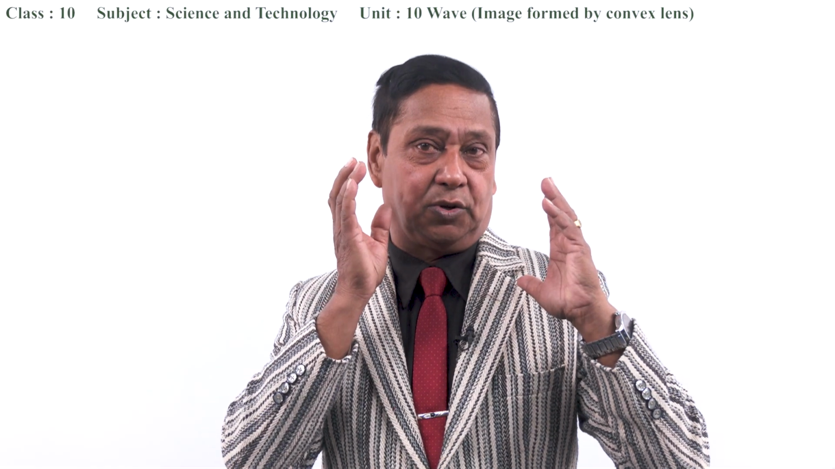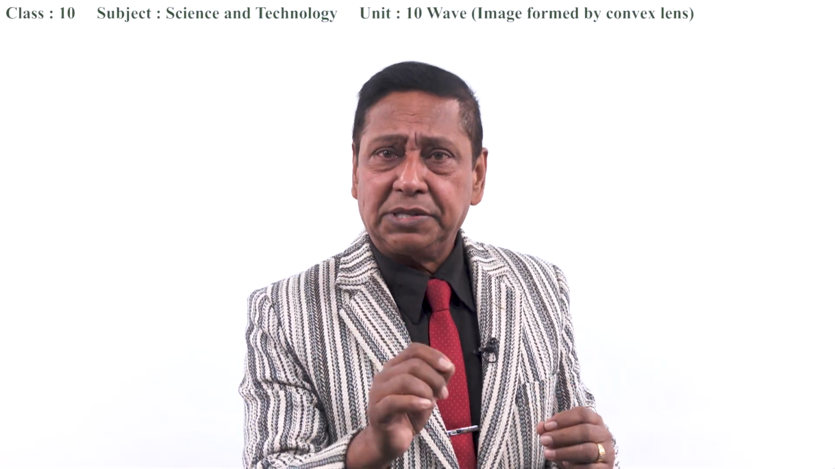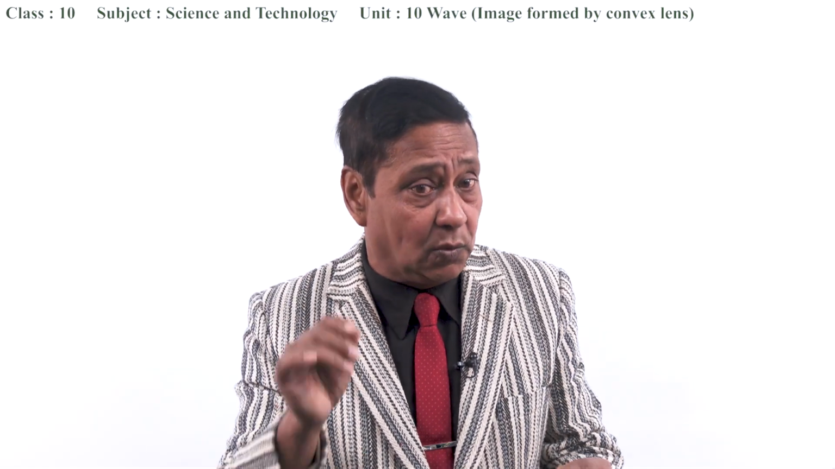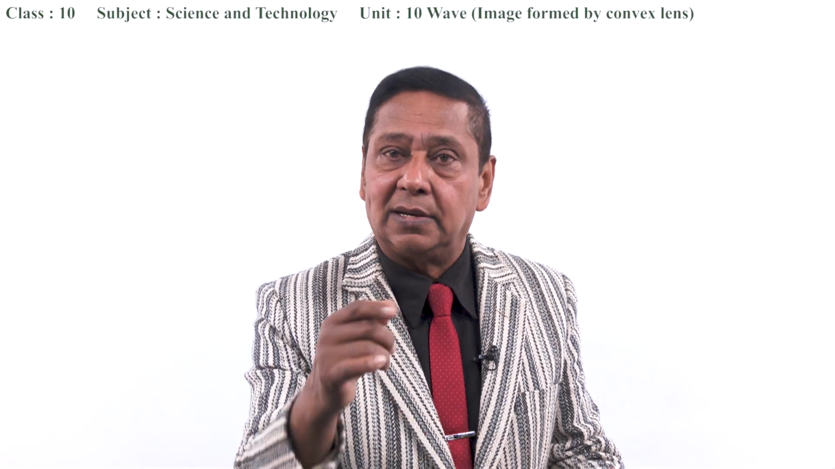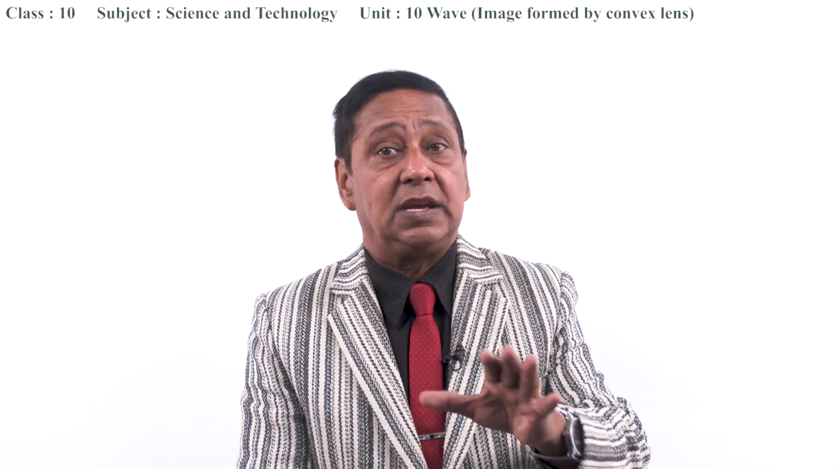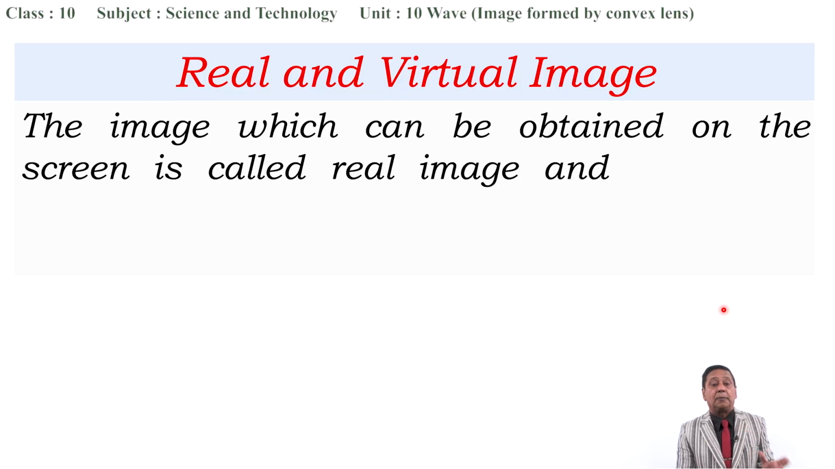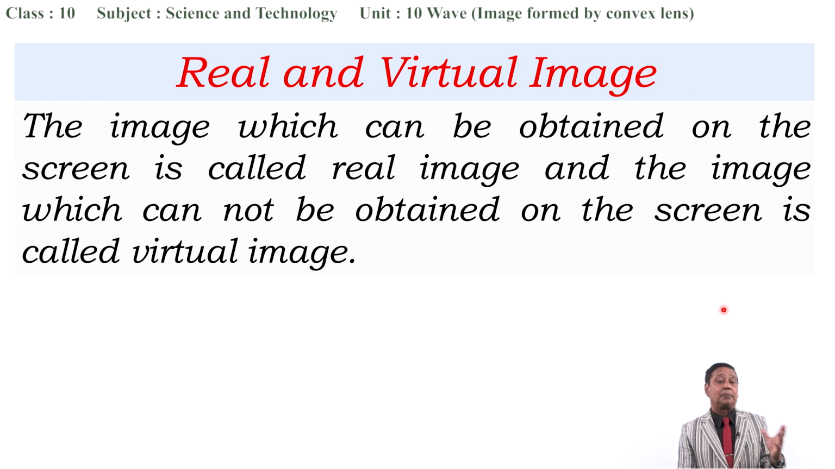Now we are going to draw ray diagram, all these ray diagram. But before this, we must have clear idea about the real image and virtual image. Then only we will be able to declare that the image formed is real or virtual. That's why I want to recall this real and virtual image. It was taught in previous class. The image which can be obtained on the screen is called real image, and the image which cannot be obtained on the screen is called virtual image.